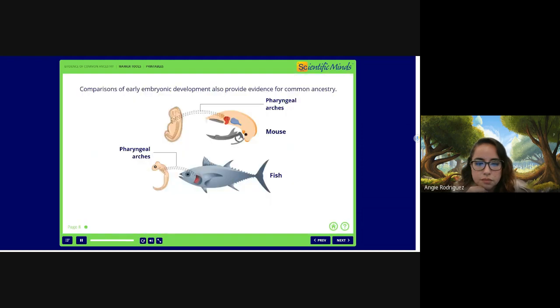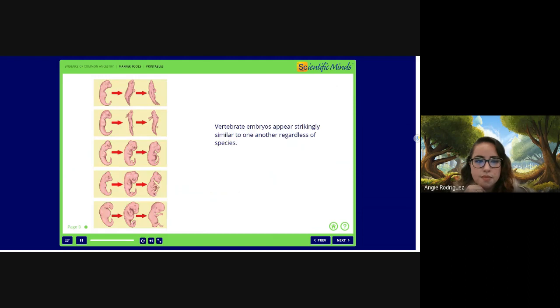Comparisons of early embryonic development also provide evidence for common ancestry. Early vertebrate embryos possess pharyngeal arches, which later develop into structures such as glands and ducts in humans or gill slits in fish. Vertebrate embryos appear strikingly similar to one another regardless of species. Developmental similarities reflect descent from a common ancestor.